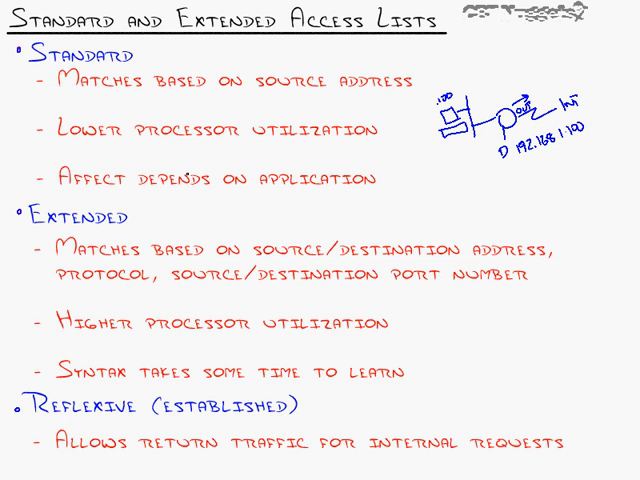The effect of this access list depends on the application. Meaning when I say deny 192.168.1.100, if I came up to you and you were a network manager in a company and I said, I have created an access list that denies 192.168.1.100, your next question would be, denies them from what? What do you mean? What are you denying them from? Well, with the standard access list, that's all you can say is they are denied.